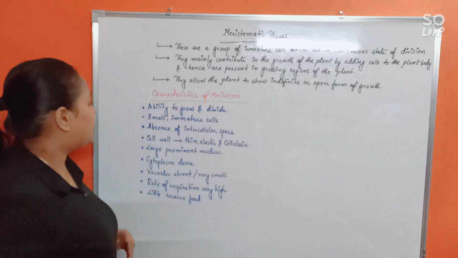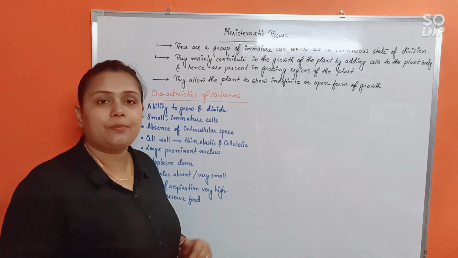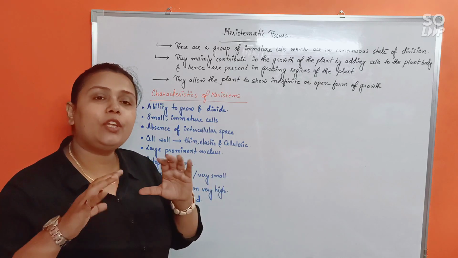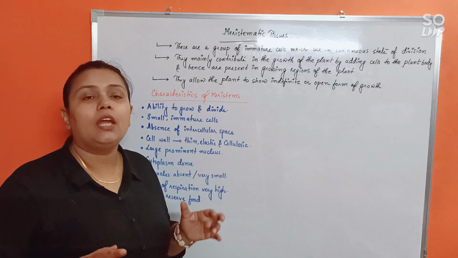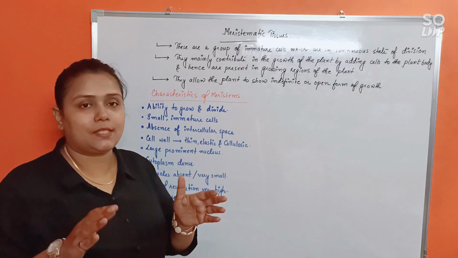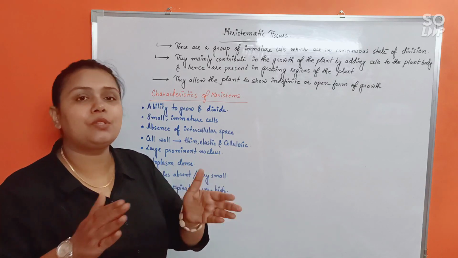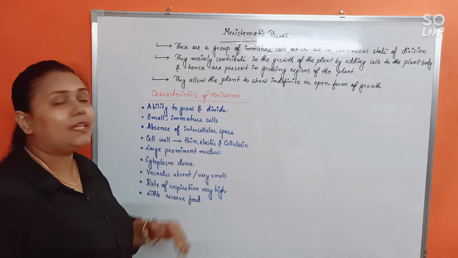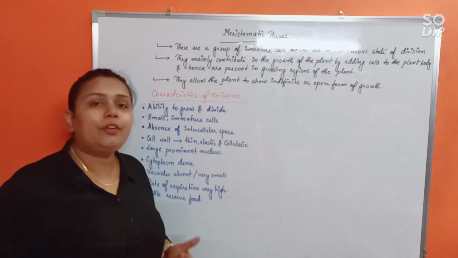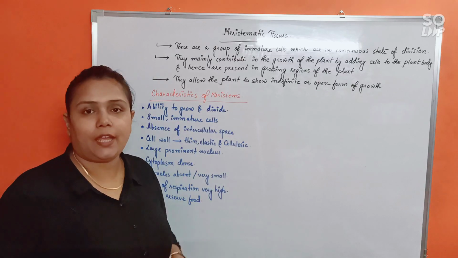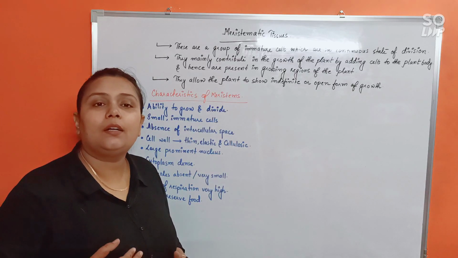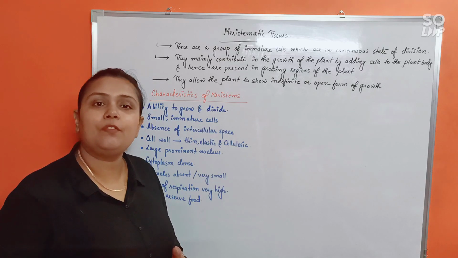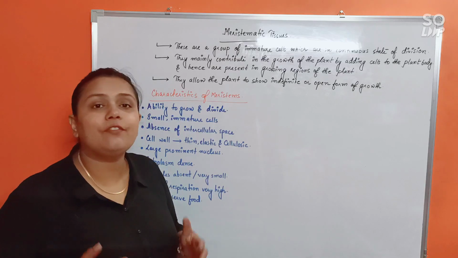Okay. Next, absence of intercellular space means the meristematic cells, when they form the tissue, are going to be very compactly arranged. There should be no space, any gap between two cells. Okay. Next, cell wall is thin, elastic and cellulosic. All of you know from class 9 or 10 already that in plants the cell wall is present and is made up of cellulose. That's the basic or the chief component.